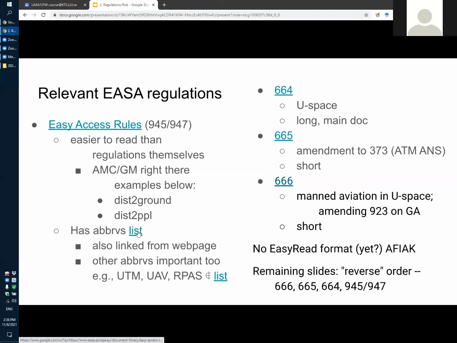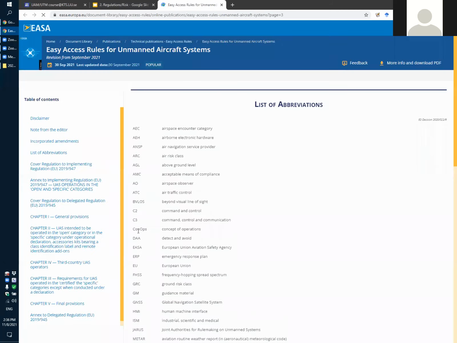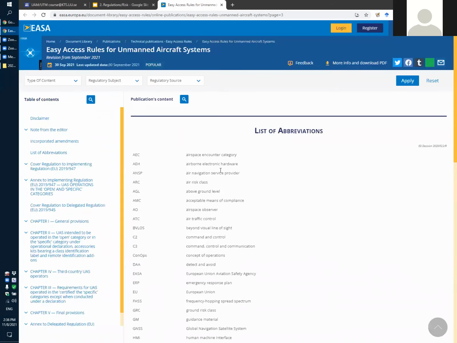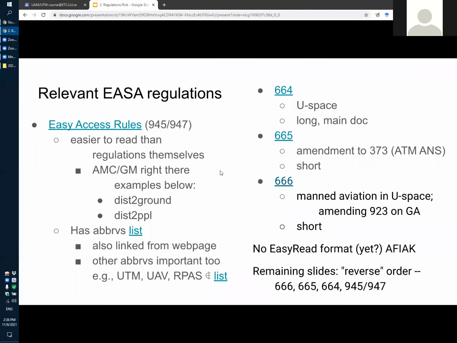Another thing, speaking about abbreviations, the easy access rules has this list of abbreviations. I don't want to go through each and every abbreviation right now. We don't have to learn all of them, but it's important to know that they are there. There is also a link on the web page. It's important to understand that it's not an exhaustive list. For instance, UTM, UAV, RPAS don't belong to this list, but nevertheless, they are in the regulations. So I think these are pretty much solid.